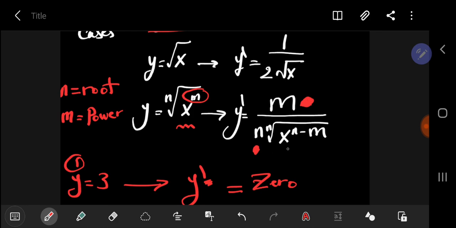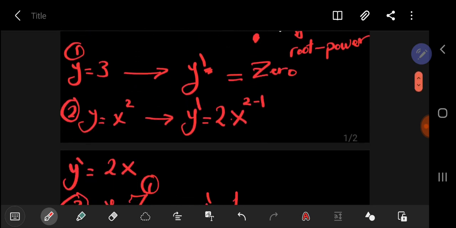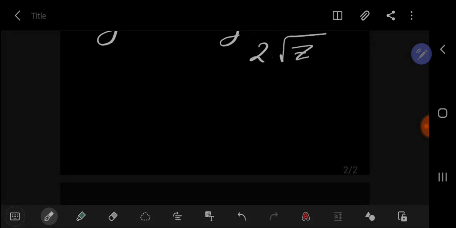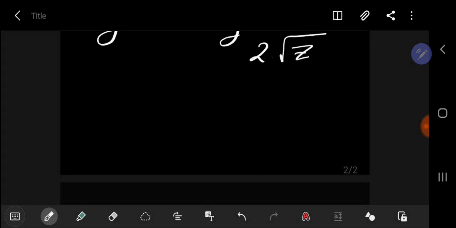Under the root we have the same variable with the power n minus m, root minus power. This n minus m is the new power. The new power will be the root minus the power. We will explain it in an example.